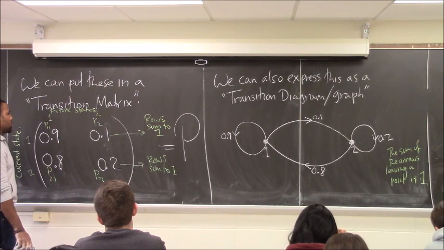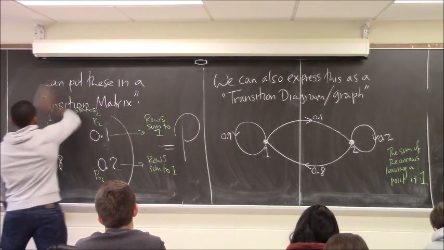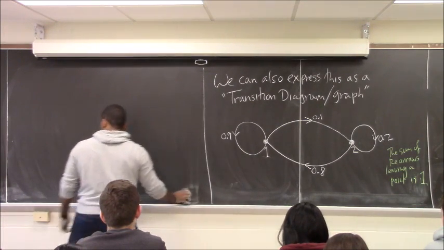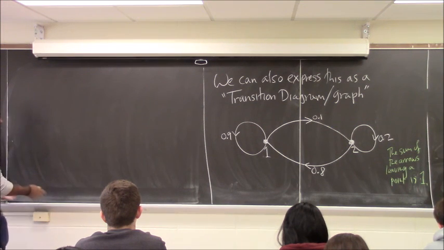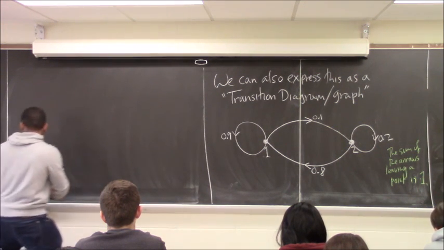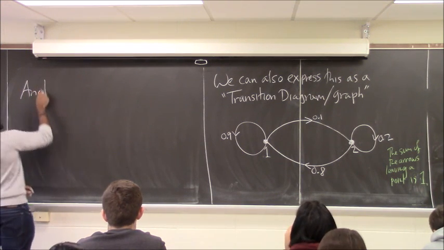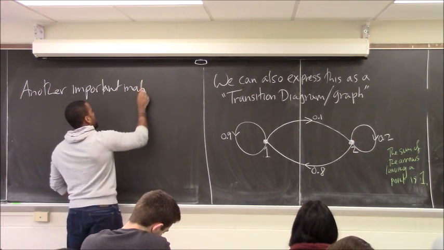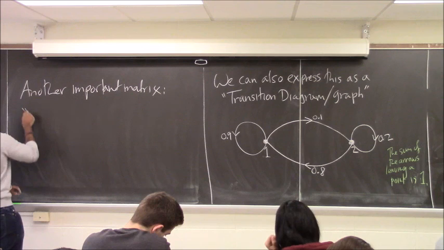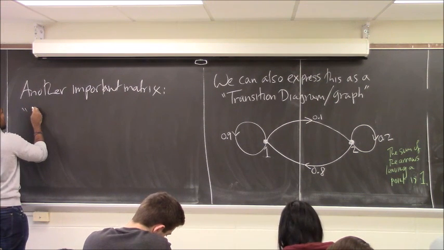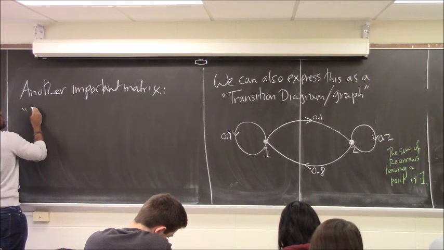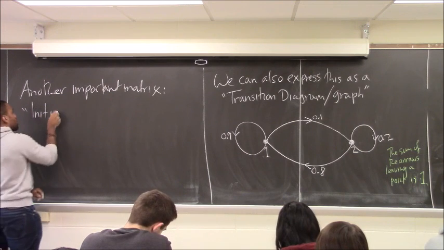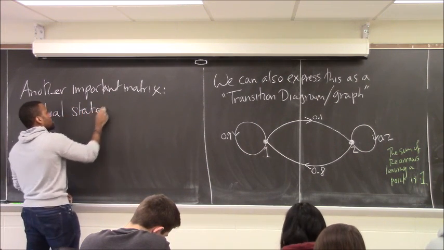There is another important matrix, since we're here with matrices. So there's the transition matrix. That's the matrix that tells you how you jump from one state to another, and what the probability is of jumping from one state to another. Another important matrix is the state matrix. I'm going to give you first the initial state matrix, and there's a state matrix in general, but let's talk about the initial state matrix first.